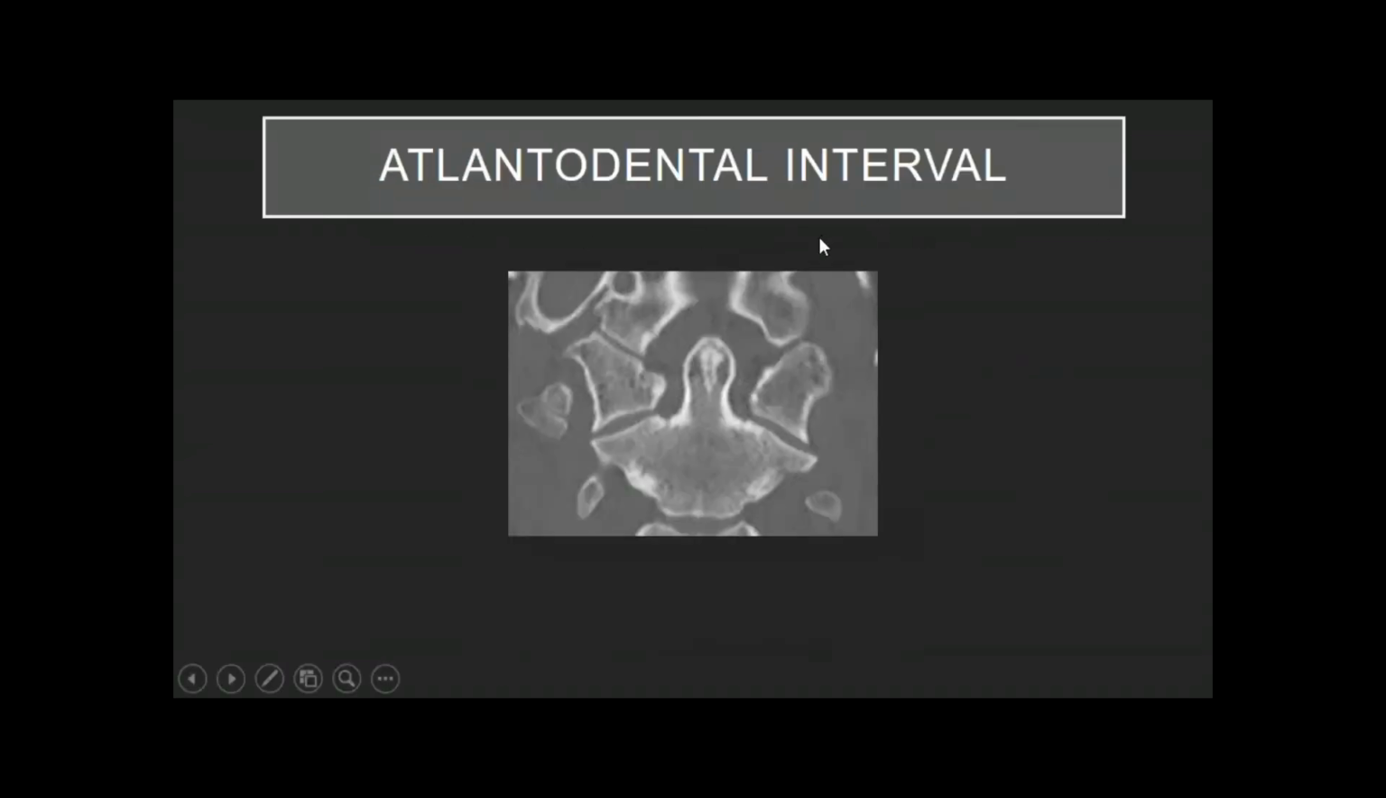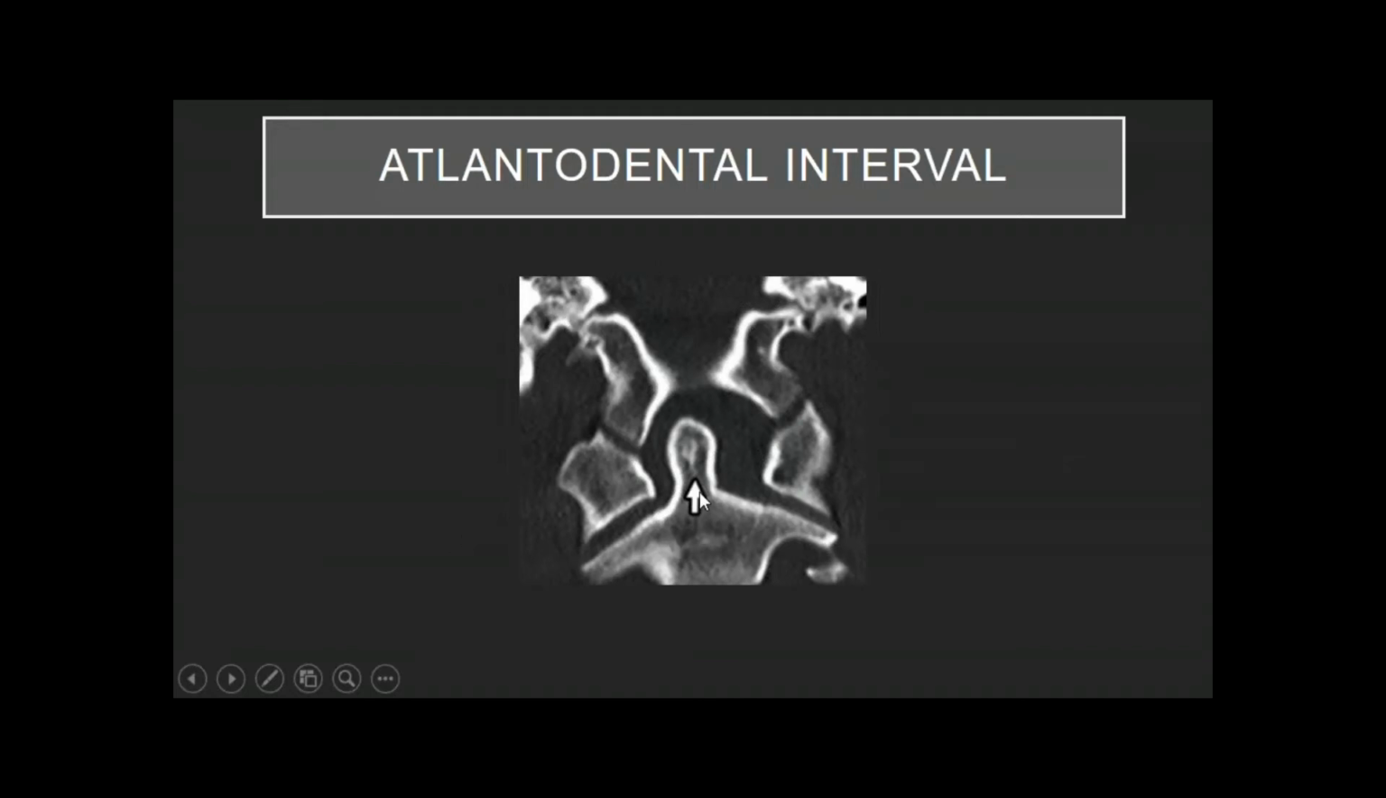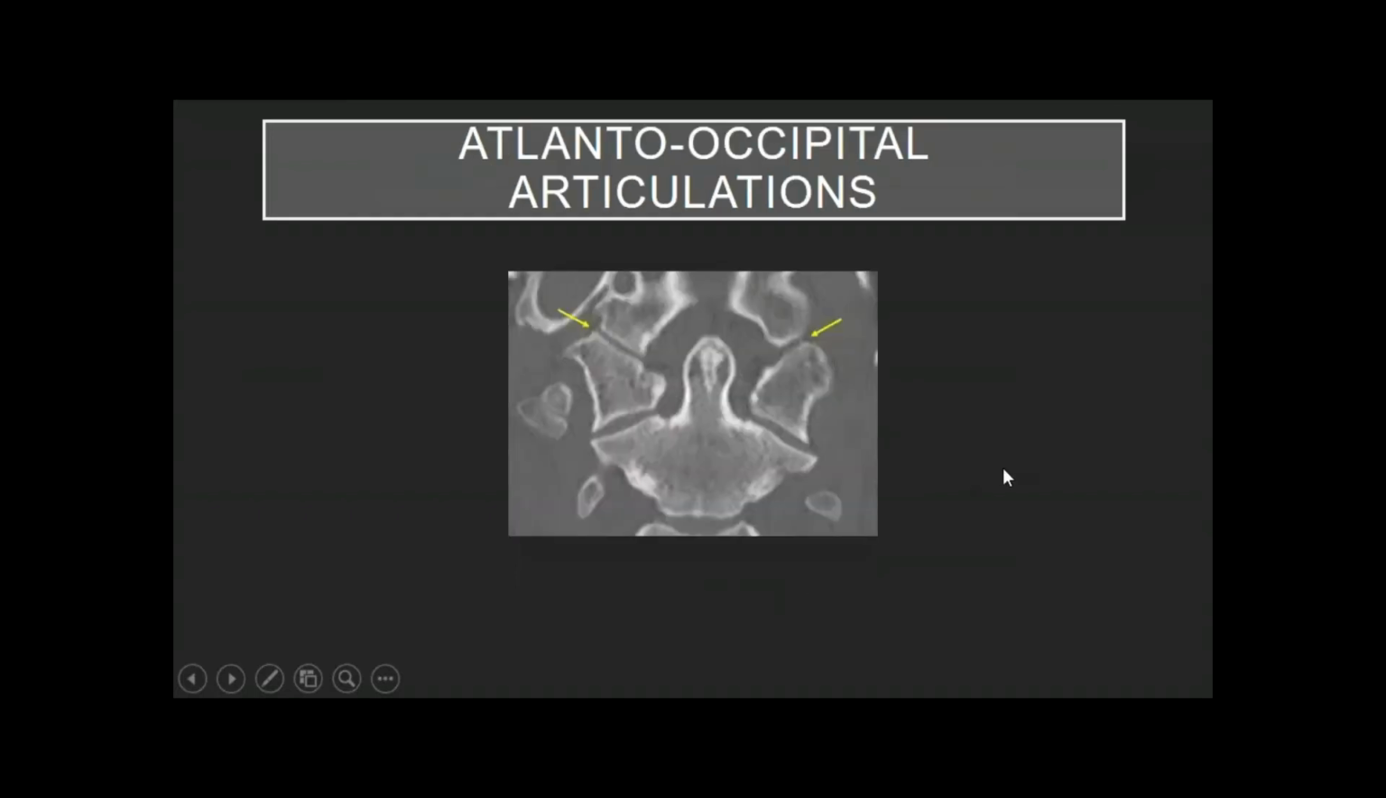Then you look at the atlantodental interval. What is that? Well, this is the atlas, otherwise known as C1. This is the dens, and you look right here. Remember, what are the ligaments that live here? You've got the transverse ligament going by here. You also have the alar ligament going this way, right? So you want to make sure that all of the spaces are symmetric. This is just an example of an asymmetric widening. So here you're concerned that there has been ligamentous injury causing this space to widen between the dens and the atlas, or the lateral body of C1.